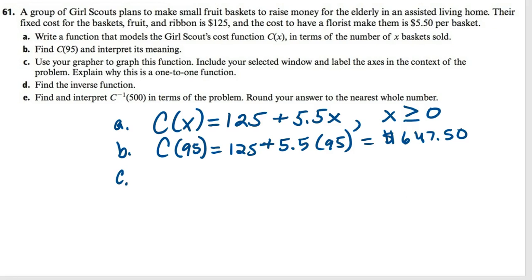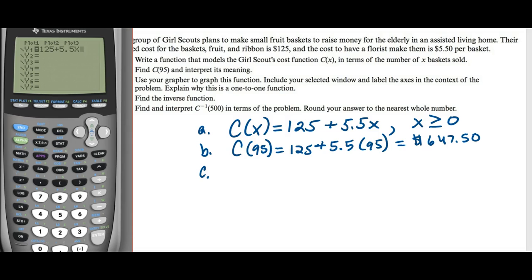Part C says, use your grapher on your calculator to graph this function. Include your selected window and label the axes in the context of the problem. Okay, let's graph this problem. So I've gone ahead and put this into my grapher under y equals. Then I changed the window. We know the smallest x we're going to need is 0. And we don't know how many baskets they're going to sell, but possibly up to 95. Let's just say 150.